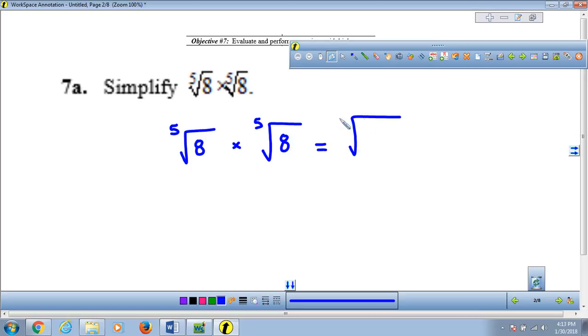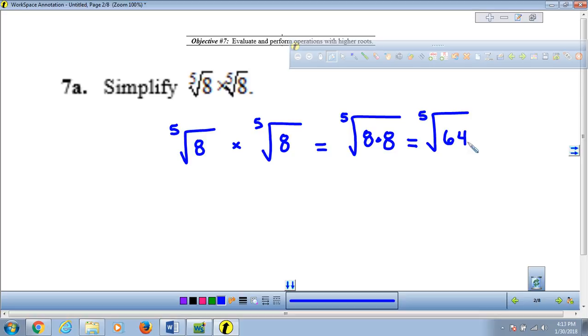The product rule says that if you have two radicals multiplying each other and the indexes are the same, you could rewrite this as multiplying these two numbers inside of a single radical. So now we're going to see how we can simplify this. We're trying to see if 64 is a perfect fifth root number, if it has a perfect fifth root.